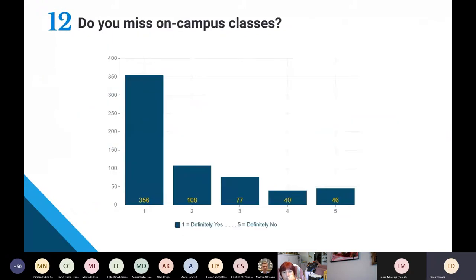Then we asked them whether they missed on-campus classes, and of course, you may imagine the answer. They definitely, yes, they do miss on-campus classes.